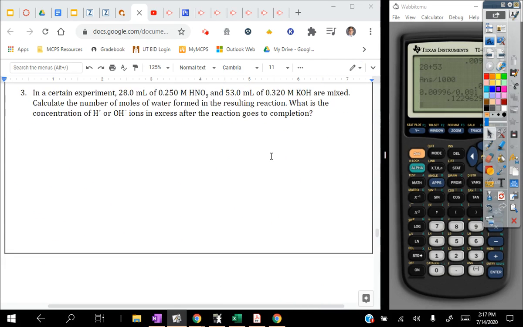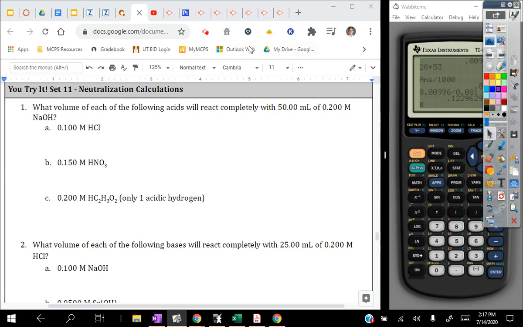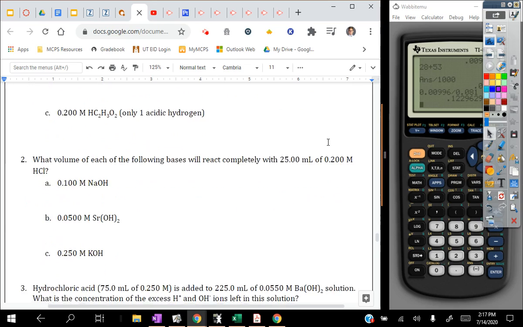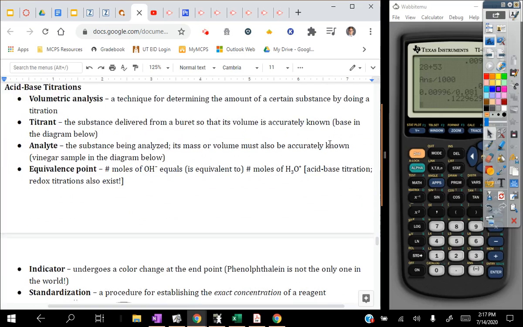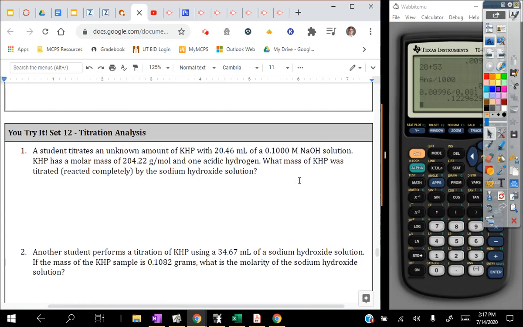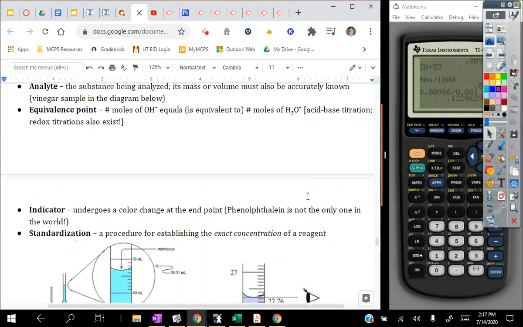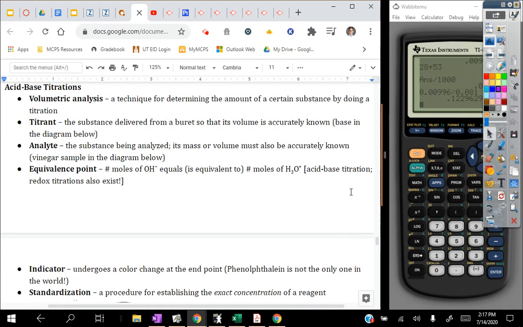That was a taste of neutralization reactions, but also throwing some stoichiometry in there. Go ahead and try it, set 11. Okay. Keeping an eye on time, I just want to discuss acid-base titrations to wrap up this video. And then in our next sequence, we will do some calculations with our titrations. So we're basically providing some framing and application of neutralization reactions when we're talking about a titration.